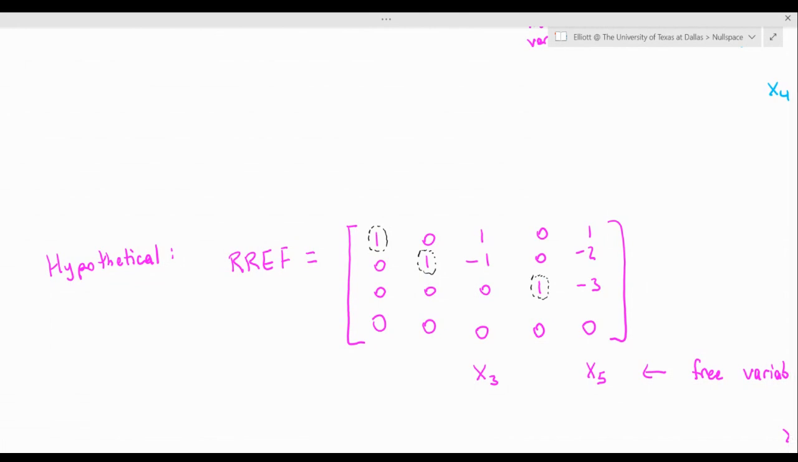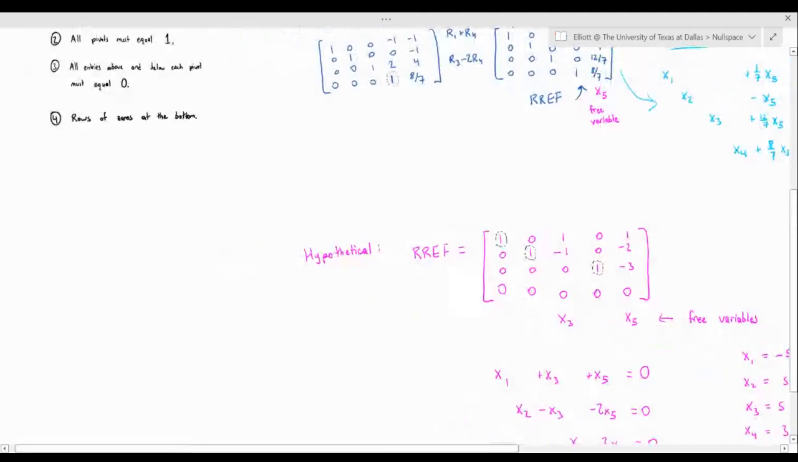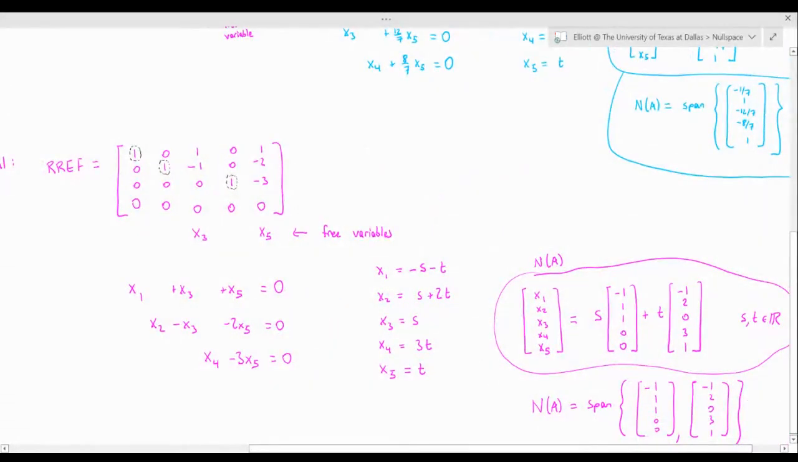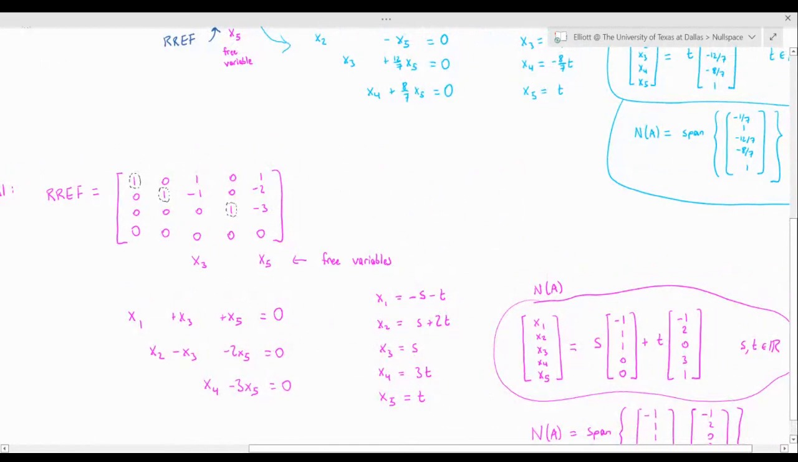So that's another requirement. But that's just a quick example of reducing to RREF and then getting the null space from that. If you get a row of zeros, you would need to do a row swap to move it to the bottom if it wasn't already there. Or if you have 2 rows of zeros, you need to make sure those are in the bottom 2 rows.